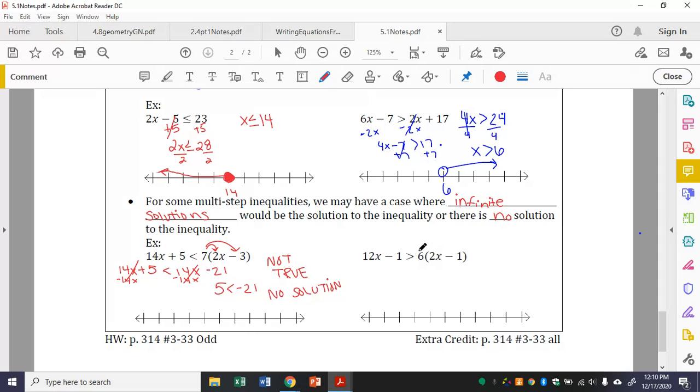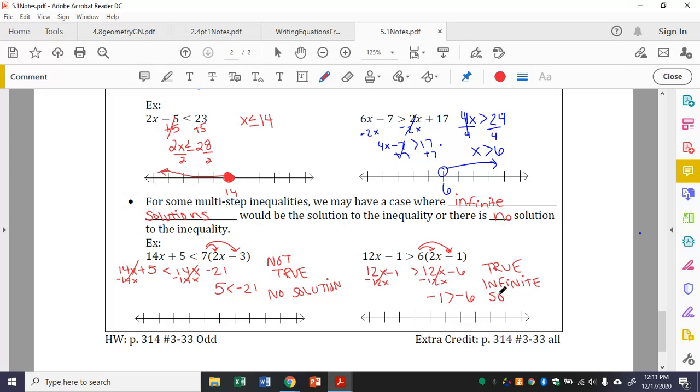Okay, over here, we would still distribute that 6. We would get 12x minus 1 is greater than 12x minus 6. Again, we'll see that when we try to get the x over to the same side, both of these cancel. And now we're left with the inequality negative 1 is greater than negative 6. This is true, right? Negative 1 is bigger than negative 6. It's further to the right on the number line. So this is a true inequality. If you have a true inequality where your x's or your variables cancel out completely, this is where you would have infinite solutions.